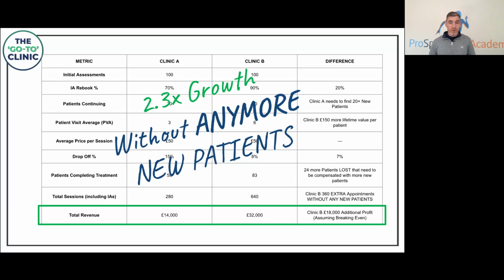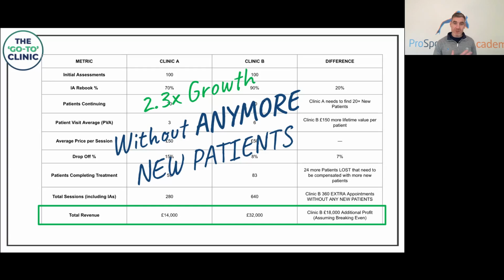And as I said, if you've got a clinic with a patient visit average of 3, an IA rebook of 70%-ish and a drop-off percentage of 15%, and that could even be higher, and you're paying admin staff and therapist wages and everyone wants a pay increase every year, it's very hard to make money. Most importantly, I would be very skeptical that the patient has actually achieved their outcomes. When you adopt the culture of patient value outcomes, that's when you can take the emotion out of decision making. Has this patient actually achieved these things? And if they haven't, why are they being discharged?